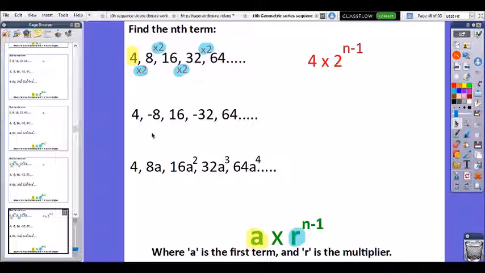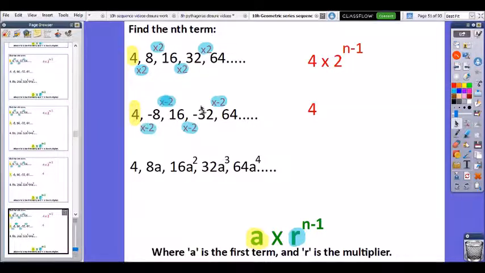Next one. It looks quite similar, but what are these negatives all about? Let's use my formula and apply it to this question. a is my first term. My first term I can see is a 4, so this is going to start with a 4. But now r is the multiplier, and 4 times 2 is not negative 8. I'm asking myself, 4 times something gives me negative 8, whereas 4 times negative 2 gives me negative 8. Negative 8 times negative 2 gives me positive 16.